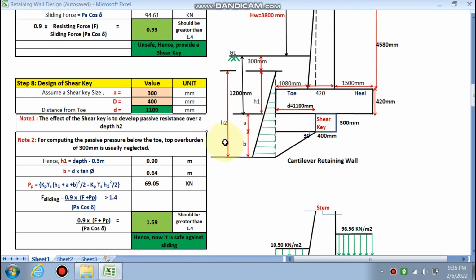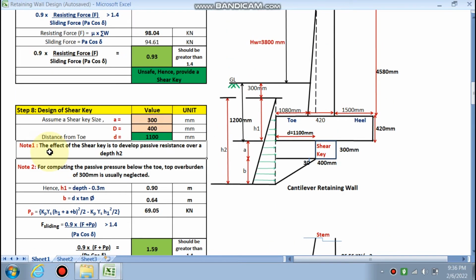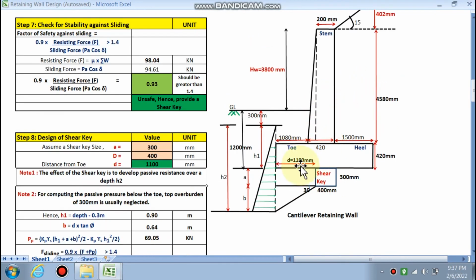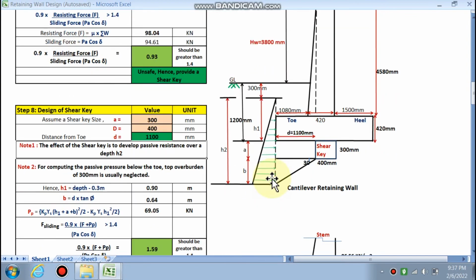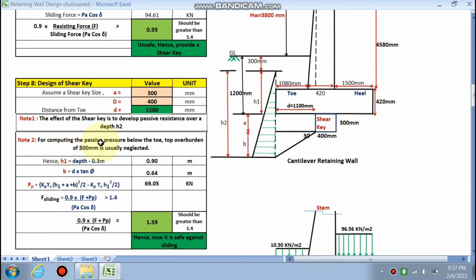So D is 1100 mm. It should be noted that some assumptions are there to design a shear key. The effect of the shear key is to develop the passive resistance over a depth h2. The shear key provides a passive resistance inwards, right? So we have a resisting force plus passive resistance, then it will resist the sliding force outside, right? So this is the main aim of providing a shear key. Second is for computing the passive pressure below the toe. The top overburden of 300 mm is usually neglected.